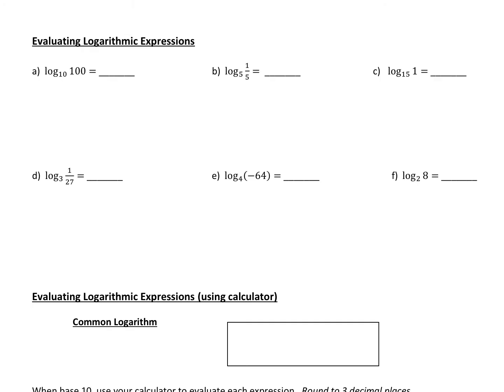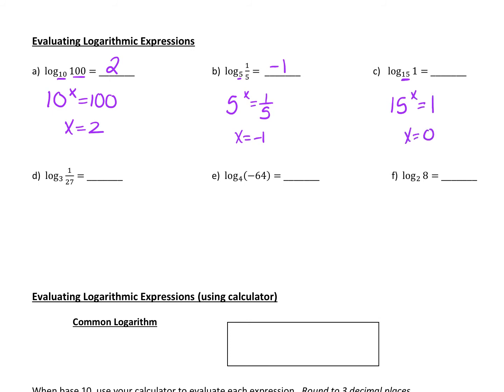So now let's use our converting to evaluate. If I have log base 10 of 100, what that means is 10 to some power equals 100. Well, I know that 10 to the second power would equal 100, so x would equal 2. This is saying log base 5 of something equals 1/5. Well, my x would equal -1, because 5 to the -1 power would be 1/5. Log base 15, so the base of 15 to some power equals 1. We know that anything to a 0 power would equal 1.